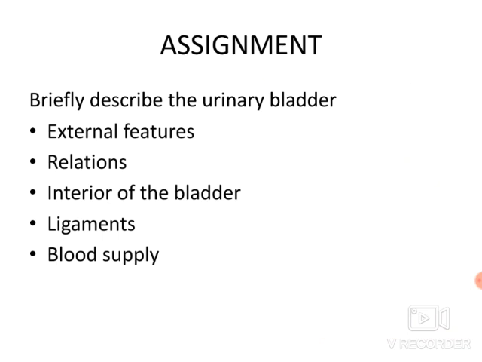Briefly describe the urinary bladder under the following headings: the external features, in the empty bladder, which is tetrahedral in shape, and its parts. Then its relations in male and female. Then the interior of the bladder, what you can see interiorly, the trigone, and the remaining part of the mucosa. Then the ligaments, which are the true ligaments and the false ligaments. Then the blood supply.